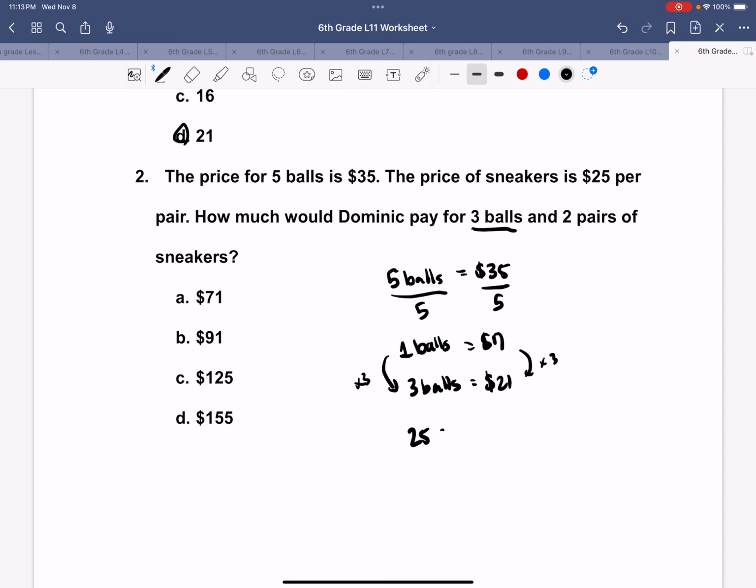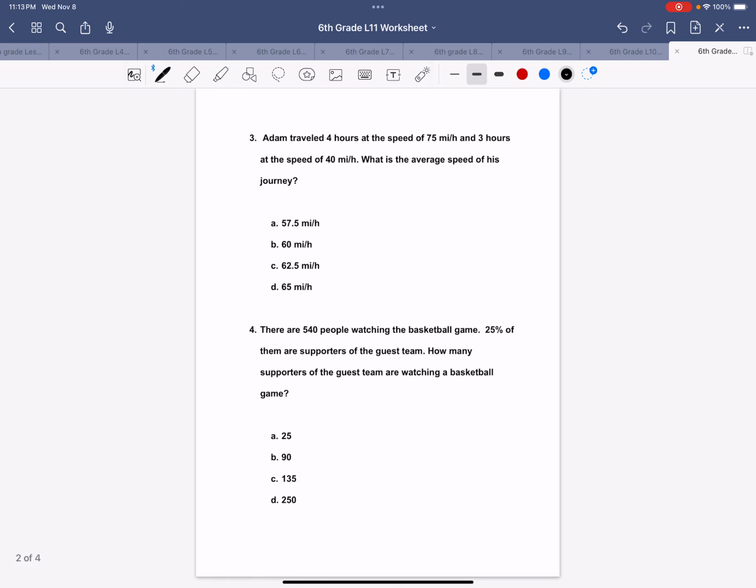So we'll get 21. And 2 pairs of sneakers is just $25 times 2 because it's just 1 pair again, 2. So if we do that, we'll get $50. If we add them up in total, we'll get $21 plus $50, which gets us $71. A.